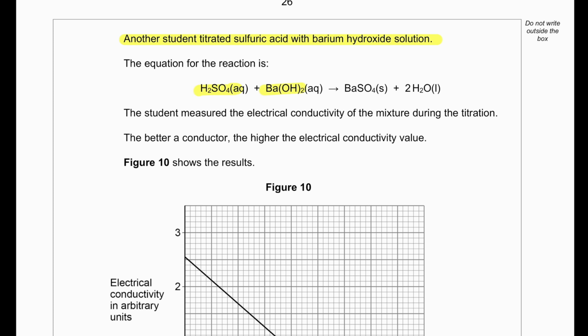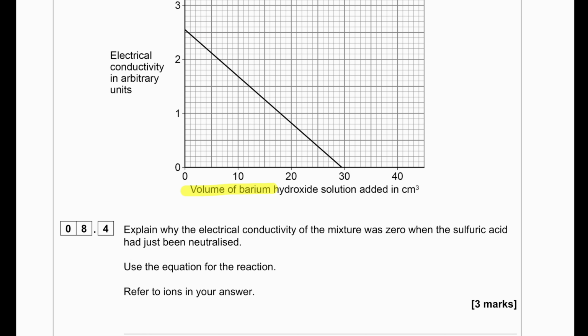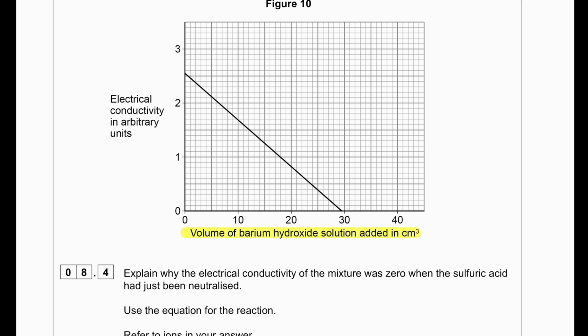Now the student titrated sulfuric acid with barium hydroxide. Sulfuric acid plus barium hydroxide produces barium sulfate and water. The student measured the electrical conductivity of the mixture during the titration. The better a conductor, the higher the electrical conductivity value. So we can see volume of barium hydroxide solution added in cm3, and electrical conductivity in arbitrary units.